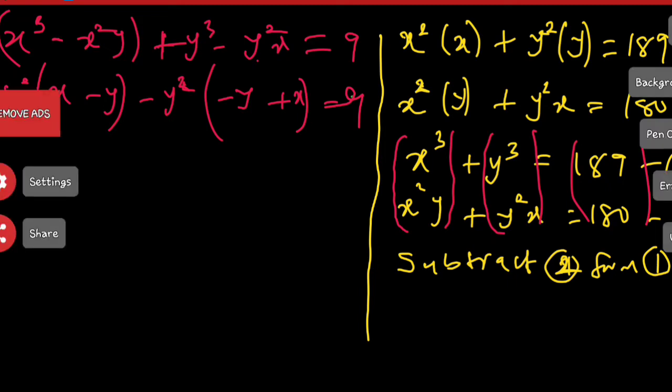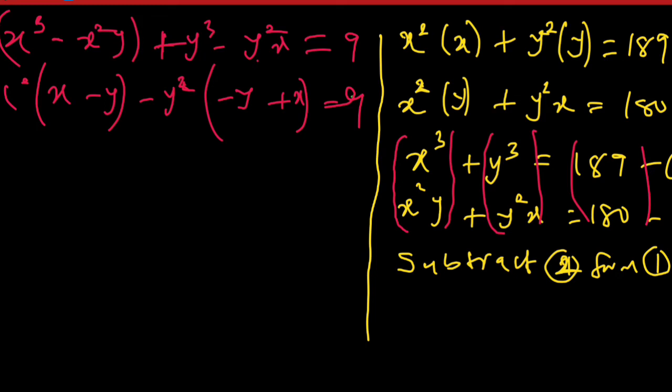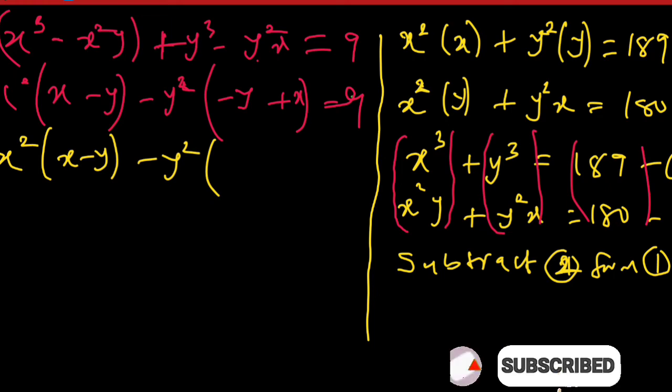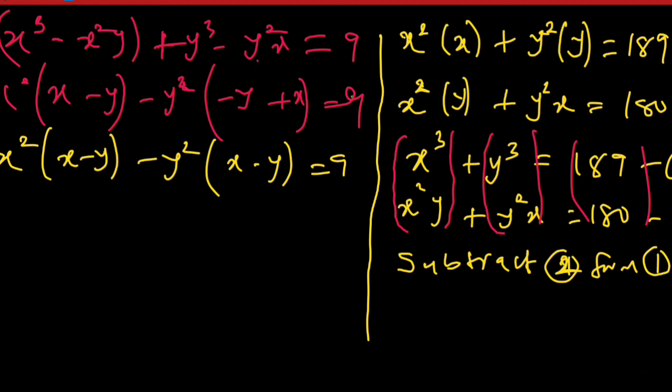So let me return back. From here, I can solve this by just rewriting it as x squared times x minus y, plus y squared times x minus y. Everything equals 9. Now x minus y is common to both of them, so I can easily factorize x minus y out.